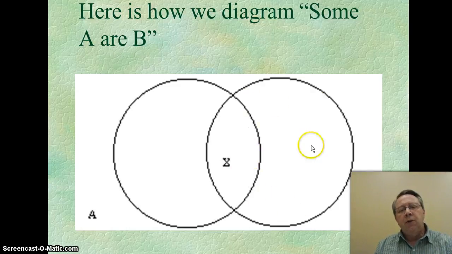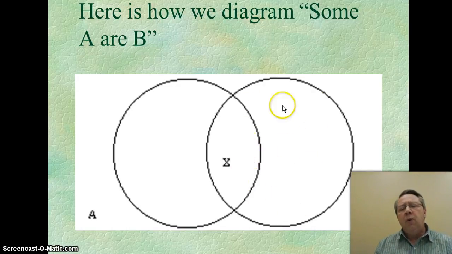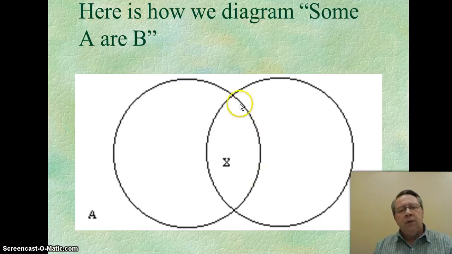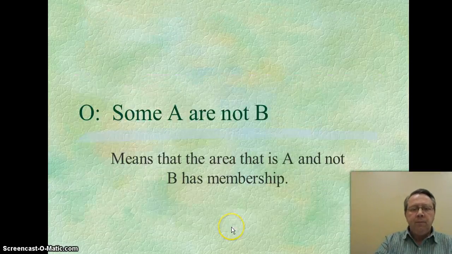This represents farmers. It doesn't say American farmers, just farmers. So we know that there's farmers in Mexico and Canada, and farmers in Europe and in Asia, all over the world. As a result, this represents the farmers that are Americans. So some Americans are farmers. We have Americans over here who aren't farmers, and farmers over here who aren't Americans. So this is the membership, so we put in an X.